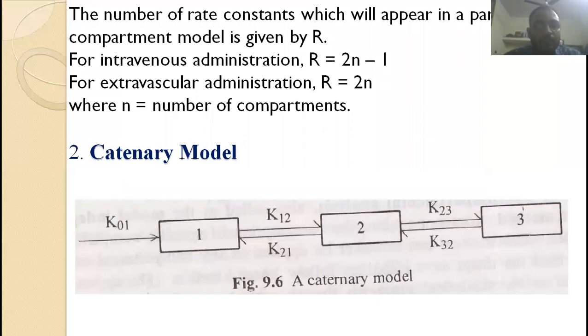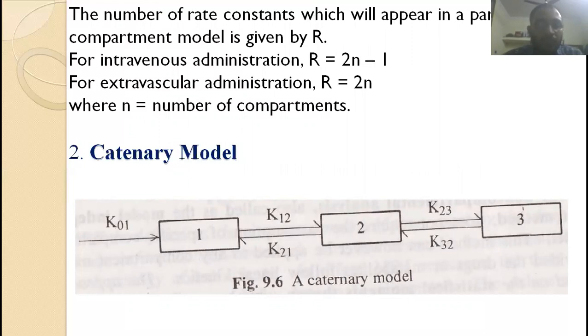In the mammillary model, the number of rate constants which will appear in a particular compartment model is given by capital R. In the case of intravenous administration, the value of R equals 2n minus 1. In the case of extravascular administration, the value of R equals 2n, where n equals the number of compartments.